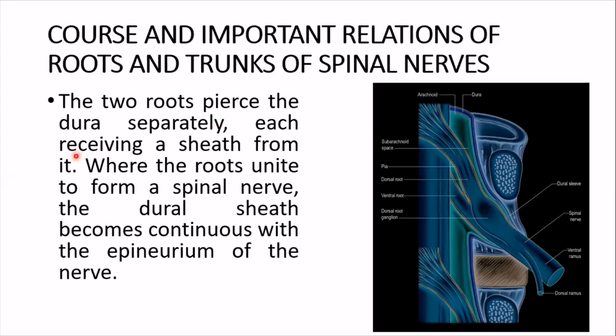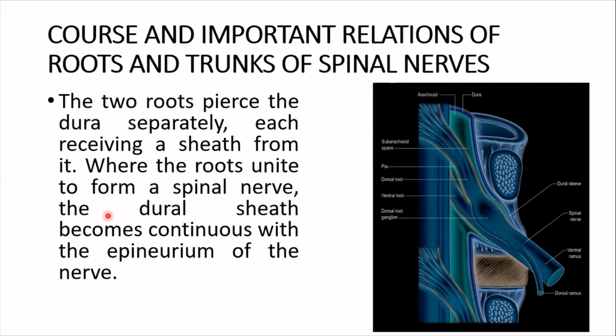So the two roots pierce the dura separately, anterior and posterior roots, each receiving a sheath from the dural sheath where the roots unite to form a spinal nerve. The dural sheath becomes continuous with the epineurium of the nerve, right? So this is the dural sleeve or the dural sheath you could see over here, formed like this. See this part and this part. This is the dural sheath or the dural sleeve. This is continuous with the epineurium of the spinal nerve.